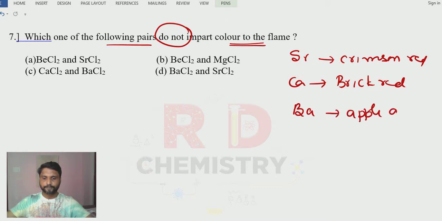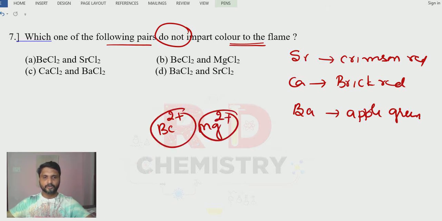Correct. Now here, beryllium ion Be2+ and magnesium ion Mg2+ do not give color to the flame because their ionization energy is very high. Jumping of electron is not possible. Electron transition is not possible. Therefore the answer is option number 2, because of its very high ionization potential.